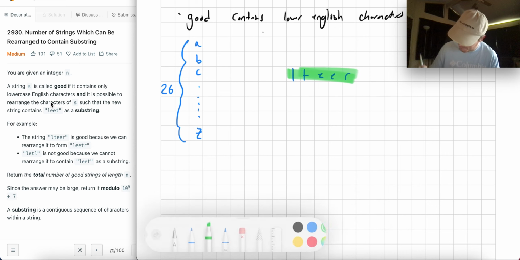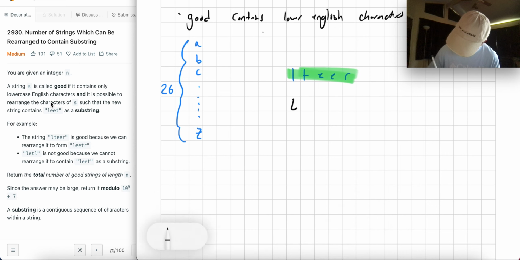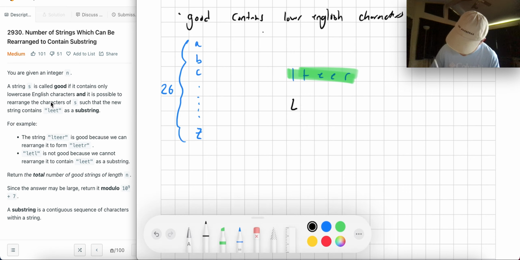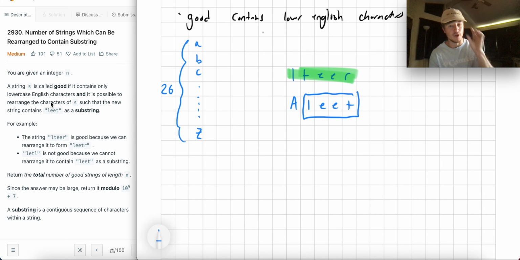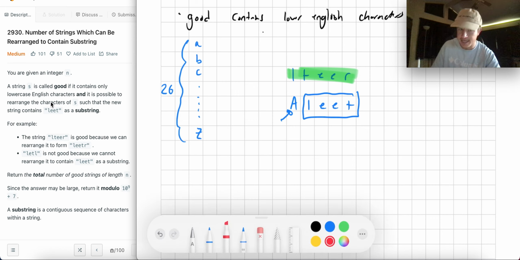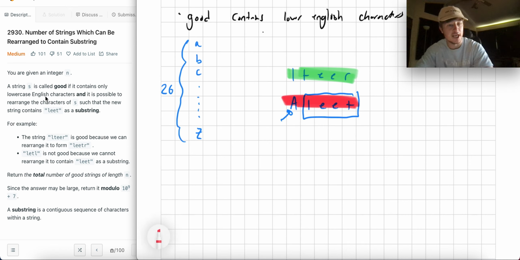Now, on the other hand, what if I had A, L, E, E, T? You might say, oh, well, I have leet here, right? But remember, I'm just trying to make the point here where they can only have lowercase English letters. So that's the only thing we need to think about. We're not going to think about this uppercase A. This causes a problem, so we eliminate this, even though it has leet. There's really two conditions: there has to be only lowercase English letters and leet as a substring rearranged, or not arranged. Maybe there's already a leet in there.